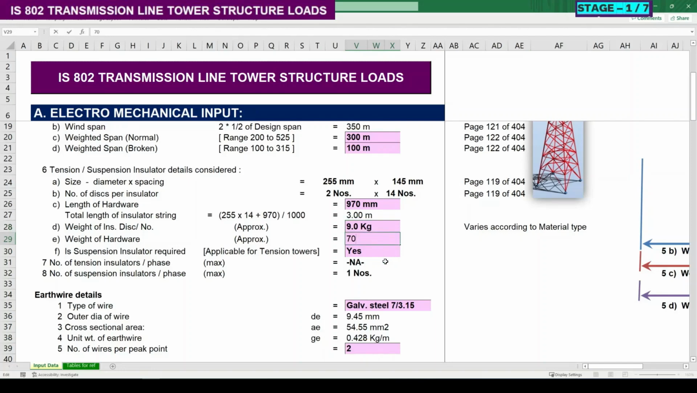And for fixing these conductor insulators, there is hardware. That hardware we can consider as 70 kg. We can call these hardware or accessories. And suspension insulator, yes, of course it is a suspension tower. Suspension insulator is required, we can select yes. And the number of tension insulators: in this case, it is not applicable, because we are designing only the suspension tower. And the number of suspension insulators we are providing here as one.